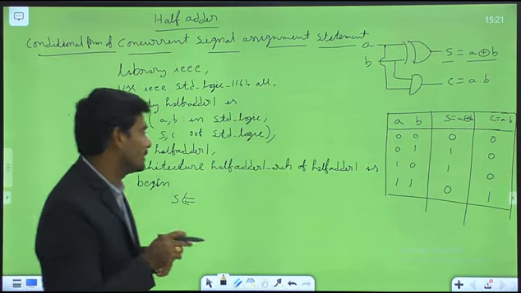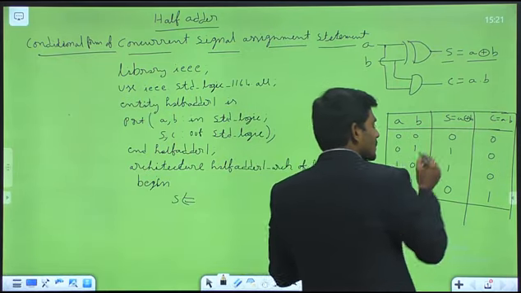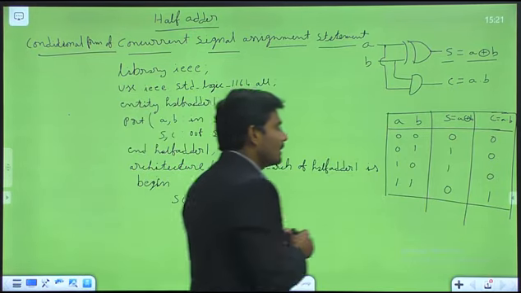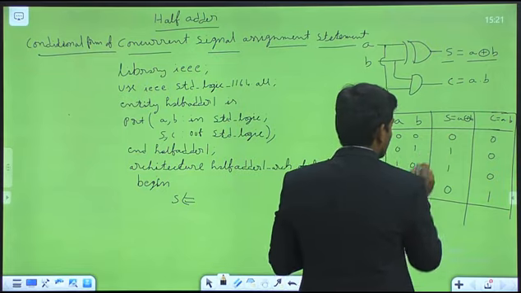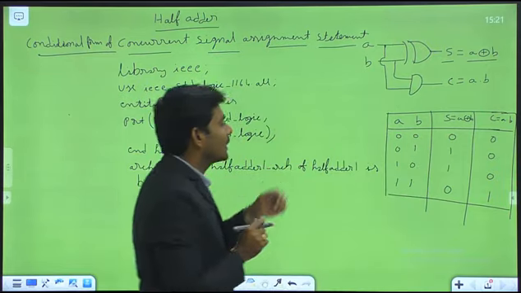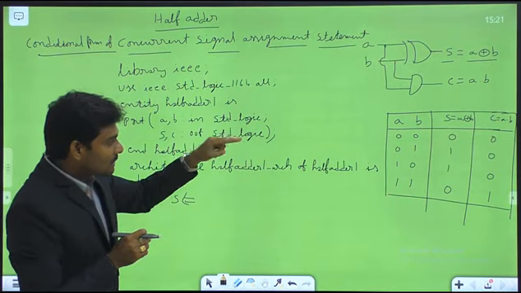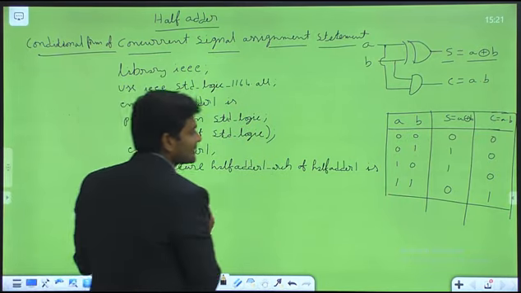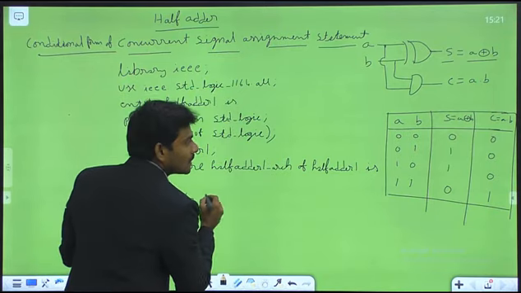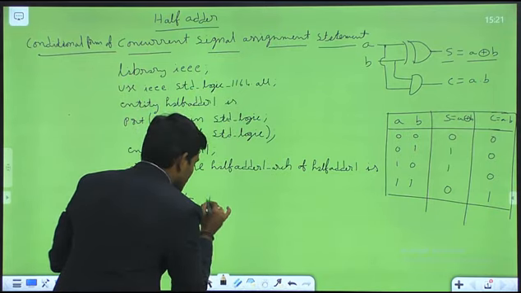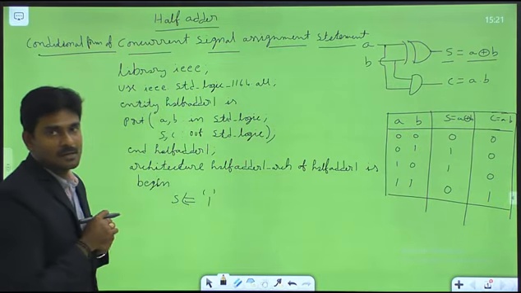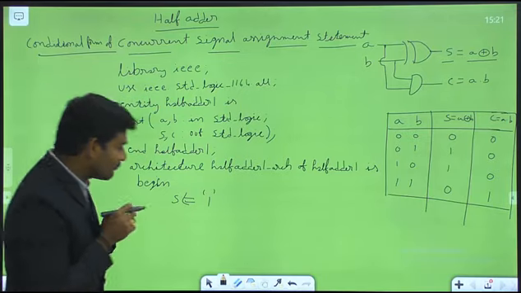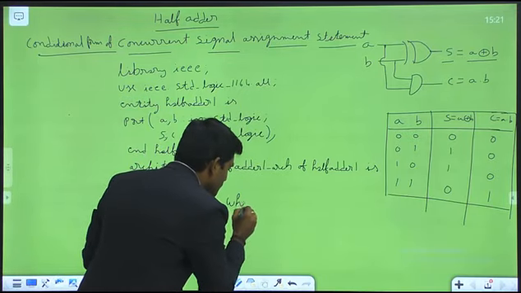Coming to the first one, if both inputs are equal, for 0, 0 and 1, 1, S becomes 0. For the remaining two combinations, S becomes 1. So we can write S less than or equals to, then the expression. Here I mention the value 1, then the keyword when.